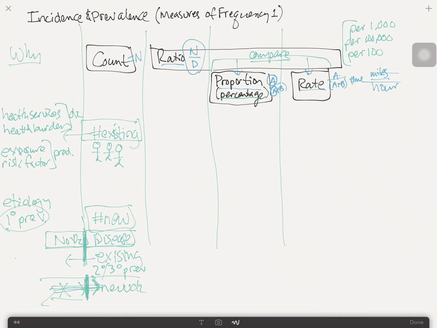Existing disease, the reason that we want to look at those particular people is so that we know how to serve them. For new diseases, we want to know how did they get there and what can we do to prevent that in the first place, that primary prevention. Okay, so that was kind of a little bit of an aside.